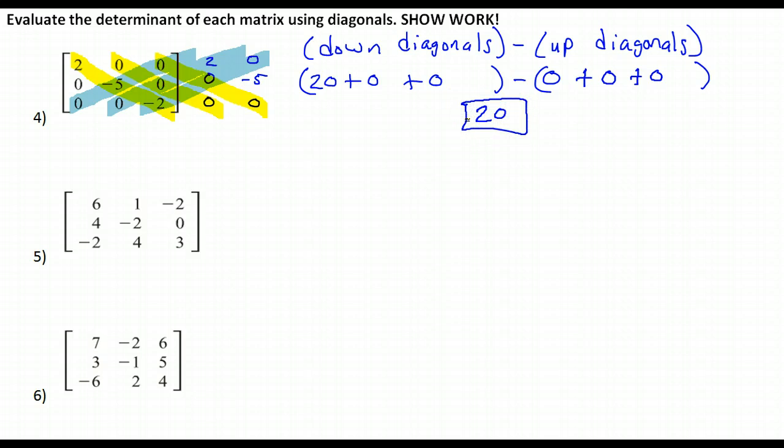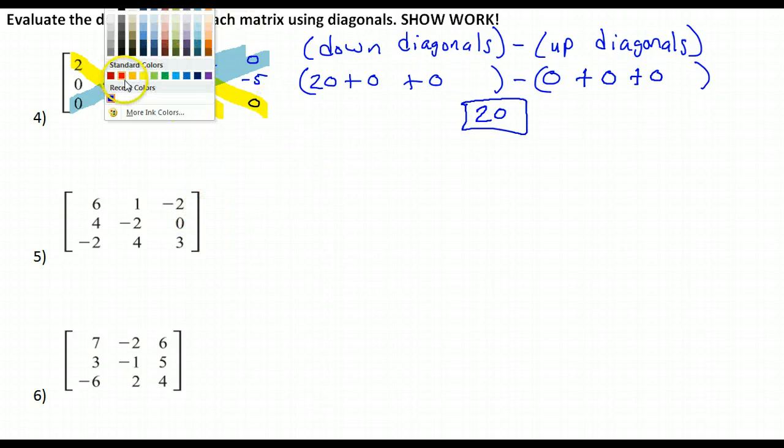Okay, so boom, that would be the determinant of this first matrix. And I am going to require you to show this work, okay? You can go straight from here to the answer, but I at least need to see your 3 down diagonals minus your 3 up diagonals in parentheses. All right, let's do that again.